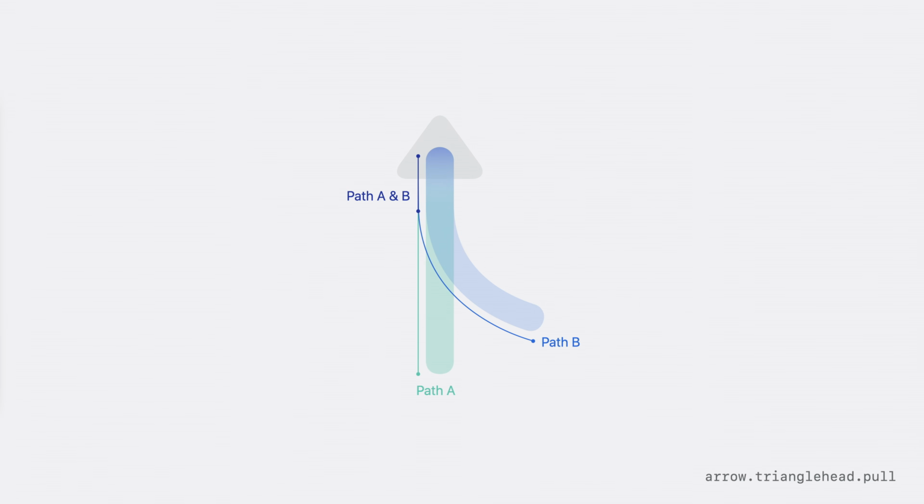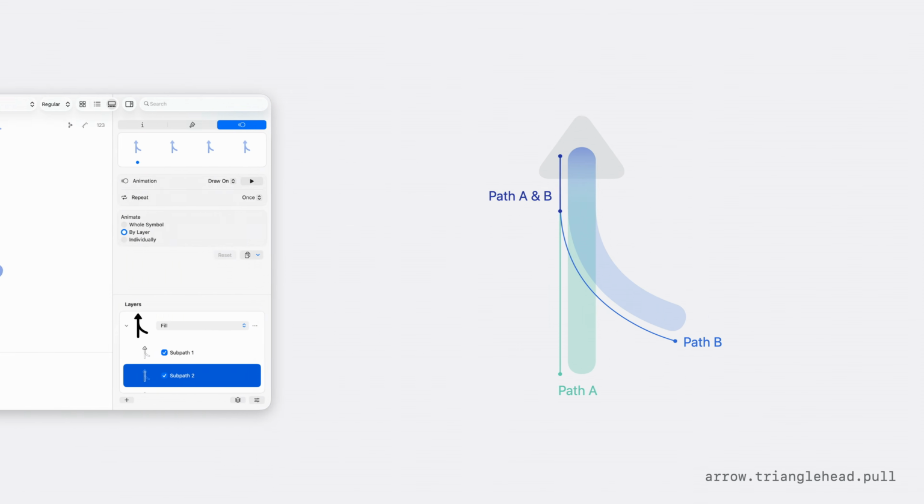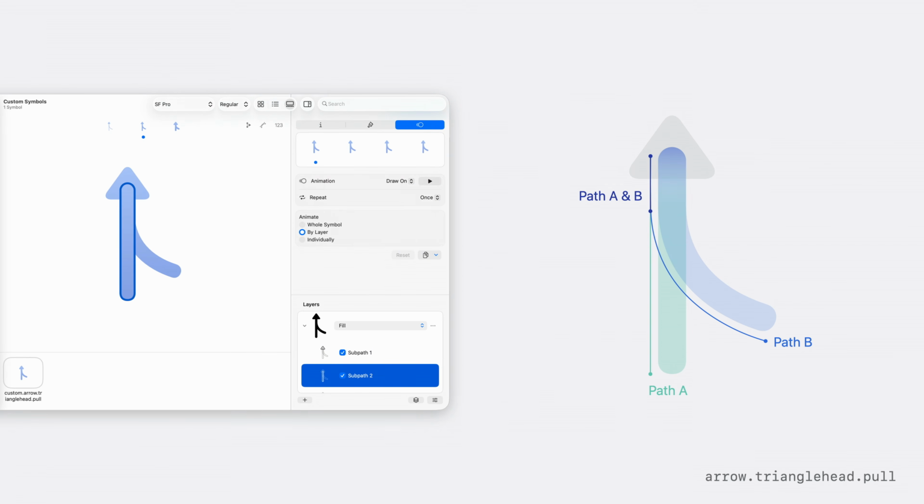For symbols with lots of overlapping paths, or paths that are directly on top of each other, it can be challenging to place your guide point on the right subpath from the layer level. For these situations, you can always select the subpath directly in the layer list to force a specific guide point onto that subpath.